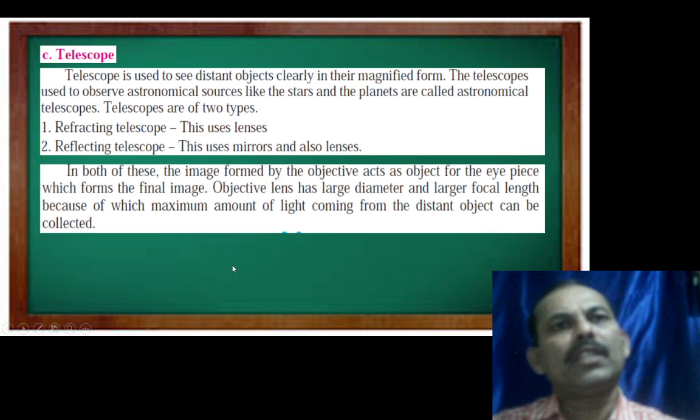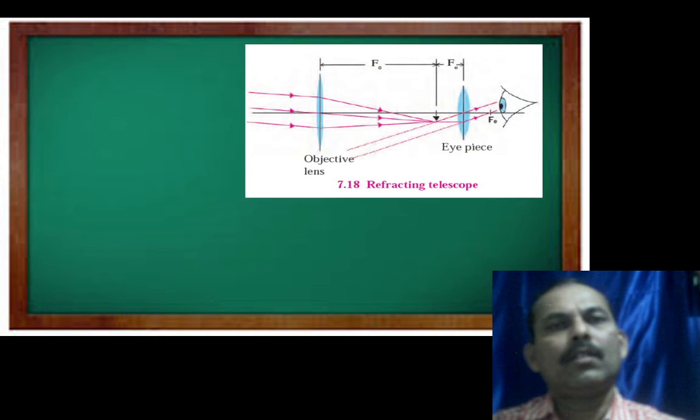In both of these, the image formed by the objective acts as an object for the eyepiece, which forms a final image. The objective lens has a large diameter and larger focal length, because of which the maximum amount of light coming from a distant object can be collected. So these are the two lenses used in a refracting telescope. This is the objective lens and this is the eyepiece.